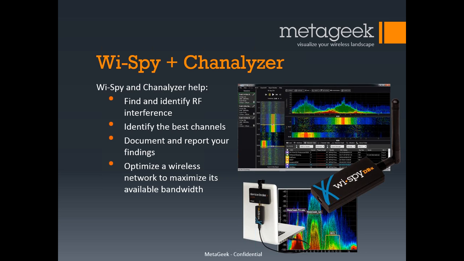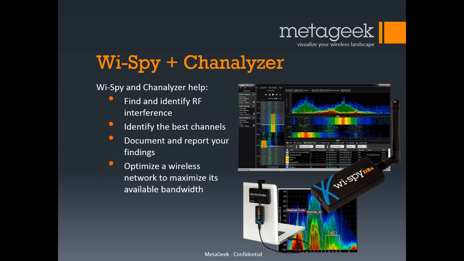So the main thing that WiSpy and Channelizer do is help find and identify RF interference. That can be the 3 types I talked about: adjacent, co-channel, or non-Wi-Fi. It can see all 3 types. Your Wi-Fi NIC can only see co-channel or adjacent channel, and that's if you have some kind of Wi-Fi scanning software.